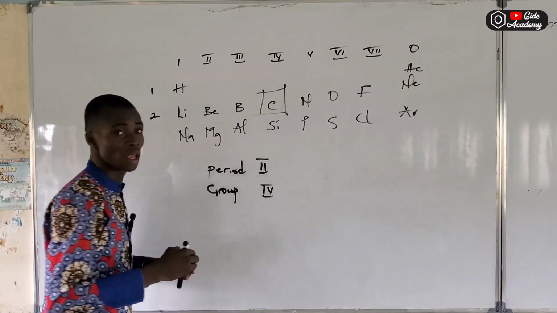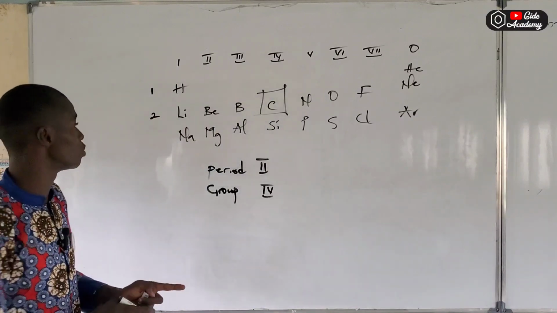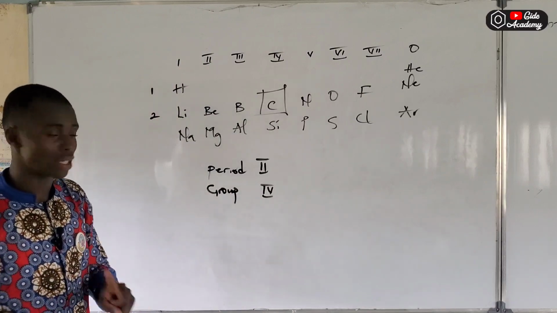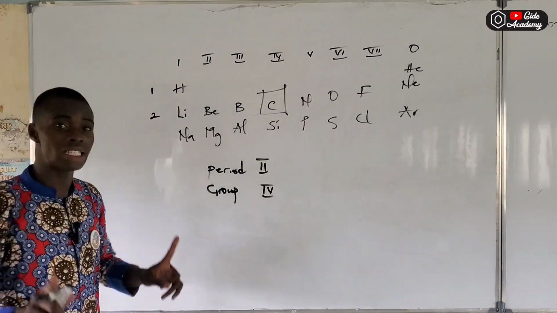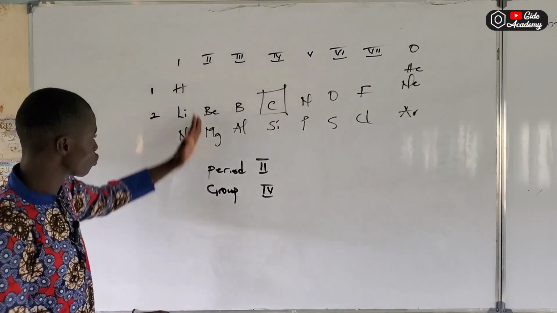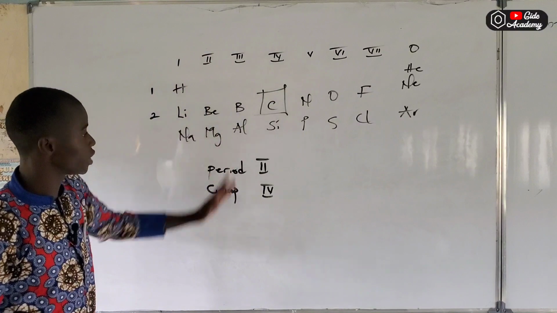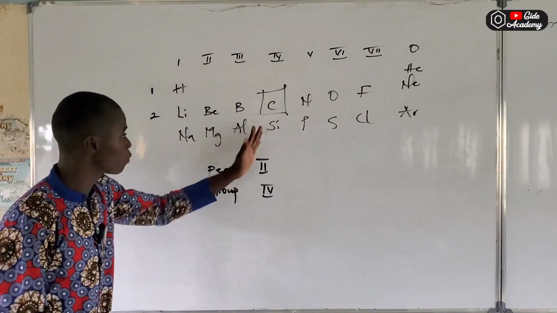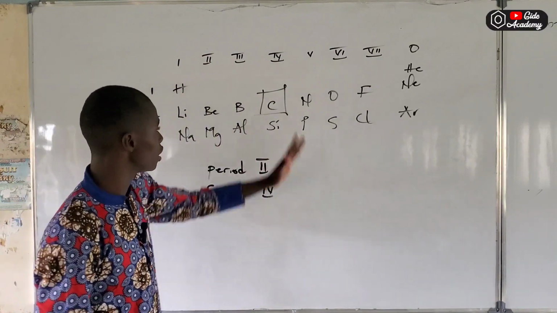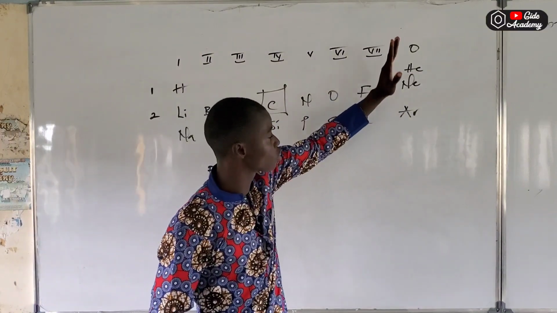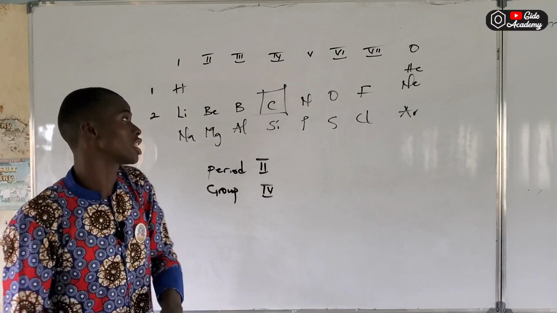in the periodic table. Please, there's something I want you to know about the periodic table. All elements in group 1 have the valency of 1. That means they have 1 electron in the outer shell. All elements in group 2 have 2 electrons in the outer shell. All elements in group 3 have 3 electrons. Group 4, they have 4 electrons. 5, 6, 7, just like that. And all elements in this group have 8 electrons in the outer shell.